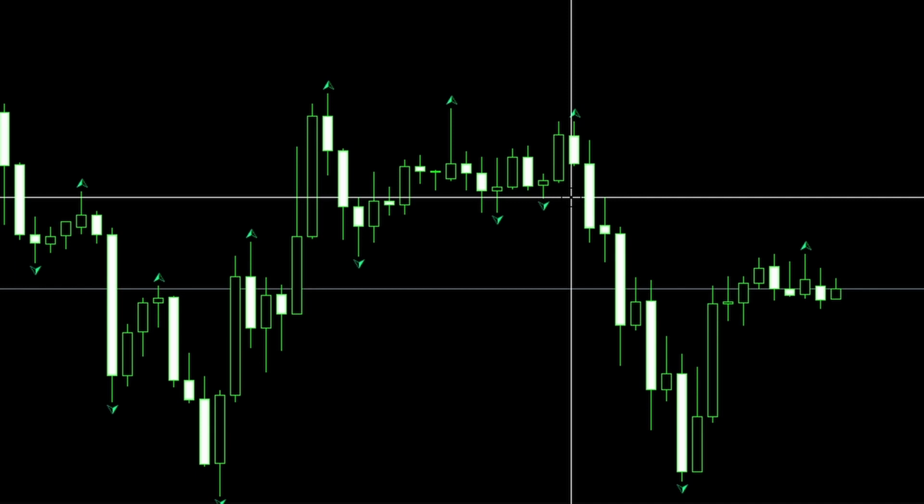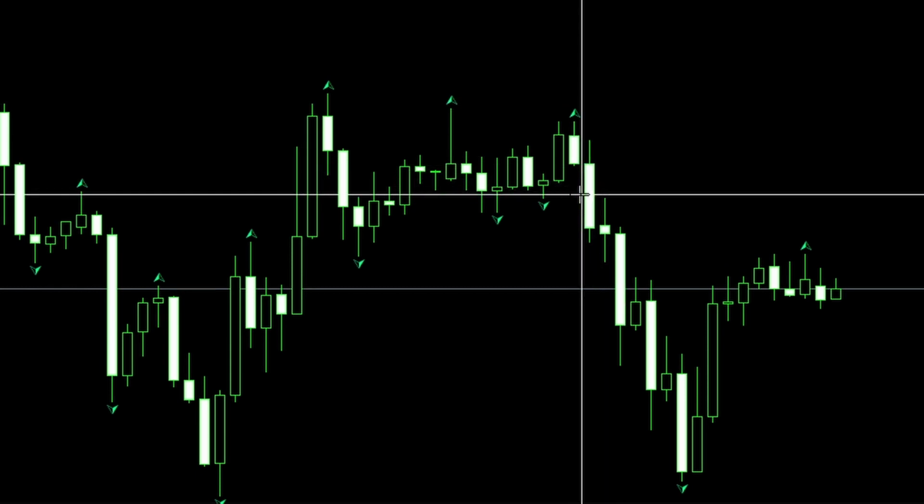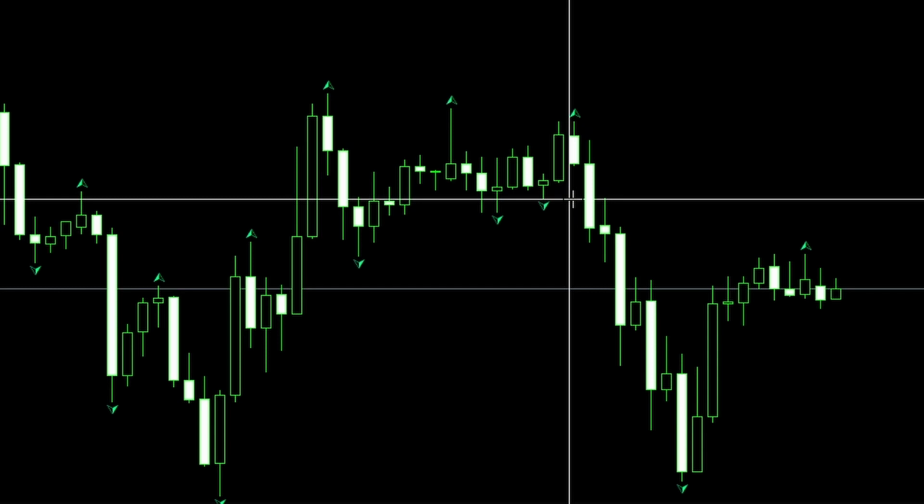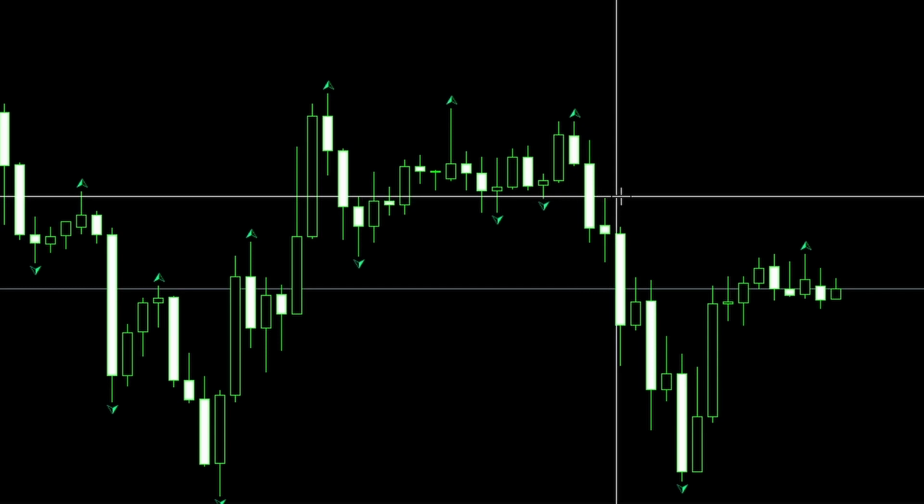And then based on the trend filter, which was 2 moving averages, I would take the trade for the buy or the sell when the price crossed those buy or sell stops. So in this case, I would have taken the sell here.